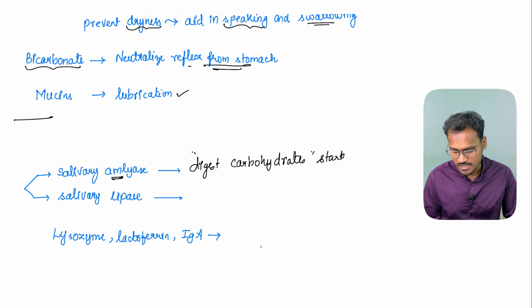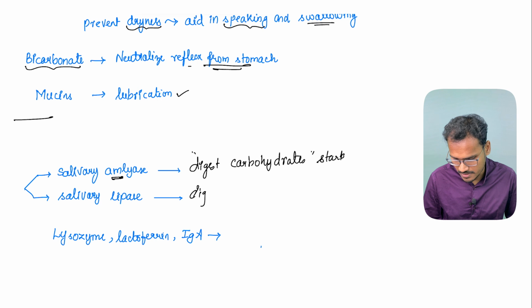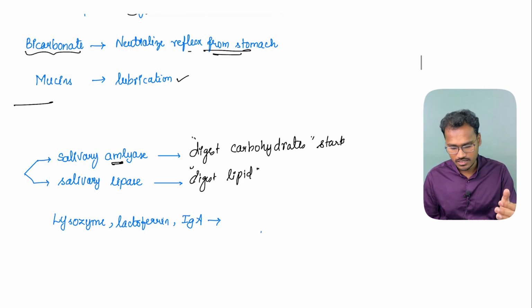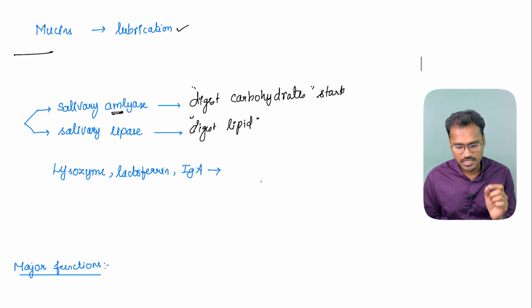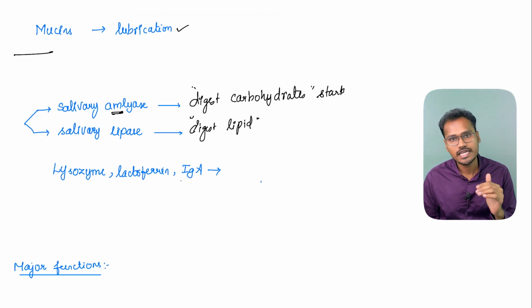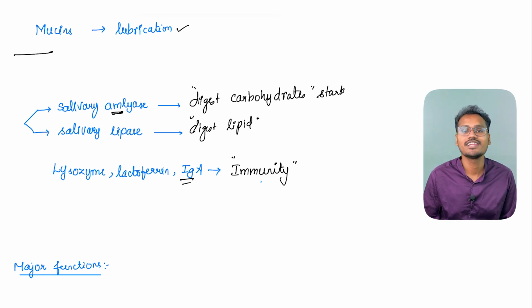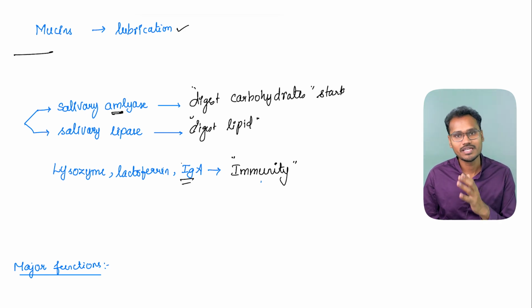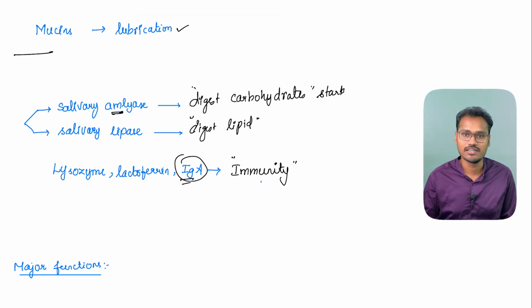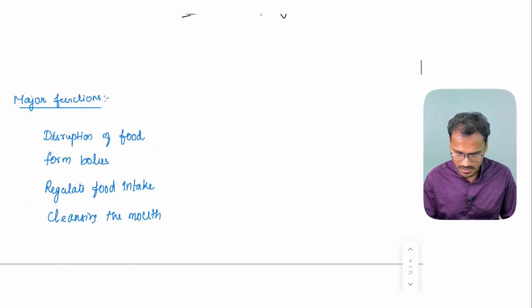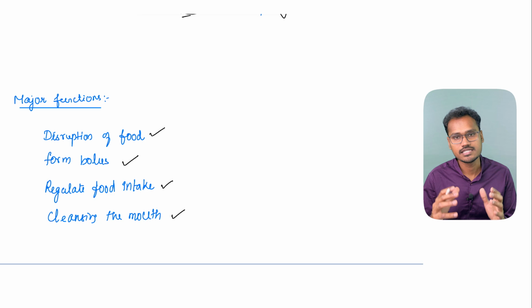Then salivary lipase will help to digest lipids. But again, here it is not the major area. It will help or begin the digestion. Then lysozymes, lactoferrin and IgA will provide immunity, because a lot of times we tend to eat street food and it will have a lot of bacteria in it. That will be stopped by these immune substances right in the saliva itself. So what are the major functions in summary? Disruption of food, formation of bolus, regulating food intake and cleansing of the mouth.